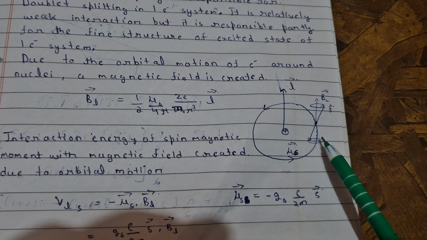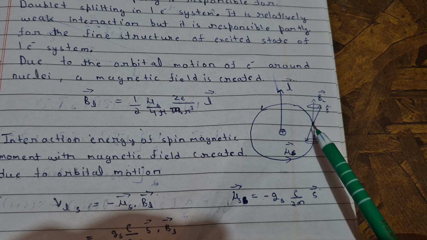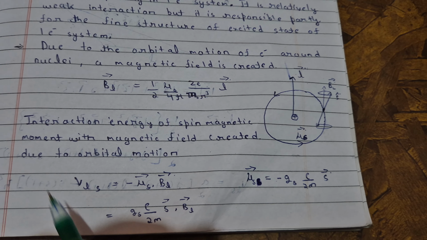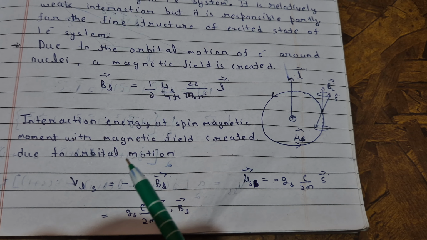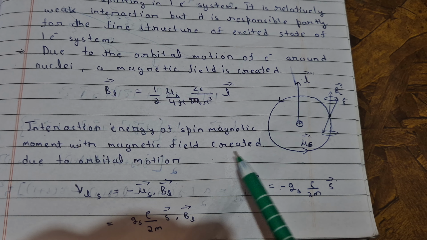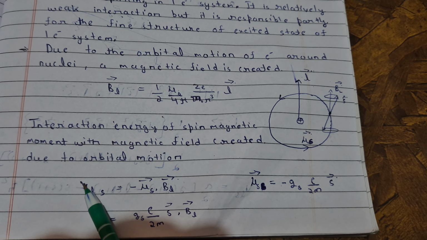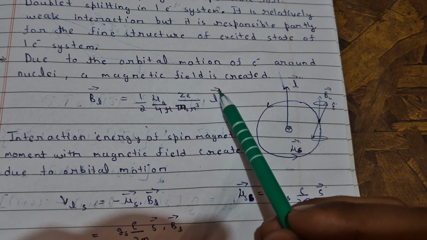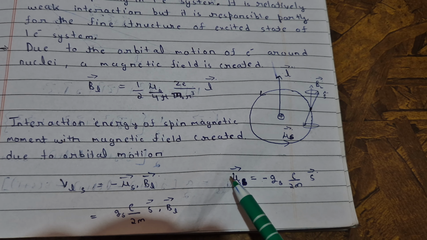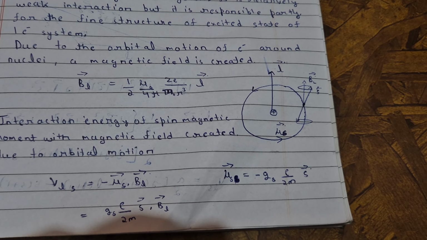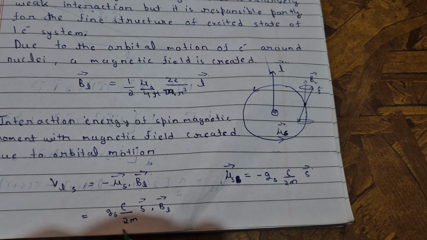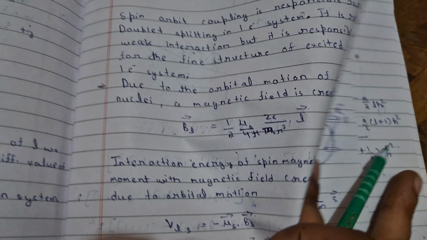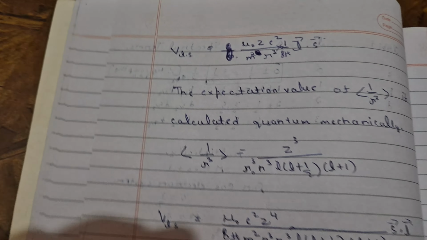Now we need to find the interaction energy at this point. This will be simply minus mu dot B, where mu is the magnetic moment and B is the magnetic field at this point. The interaction energy of the spin magnetic moment with the magnetic field created due to the orbital motion will be given by V_LS equal to minus mu_s dot B_L. From B_L we can write from here, and mu_s we already know, minus g_s e by 2m S. We substitute it here, so the minus will cancel out and give you plus. Now substitute the complete value of B_L here.